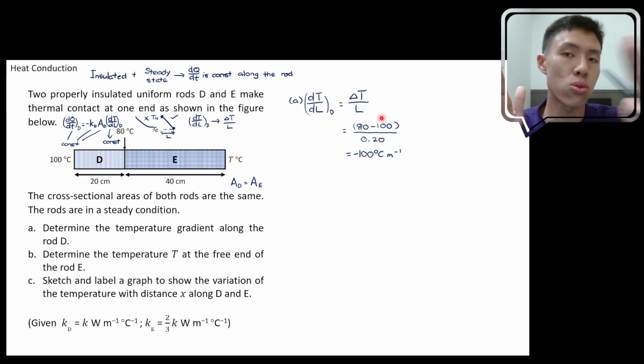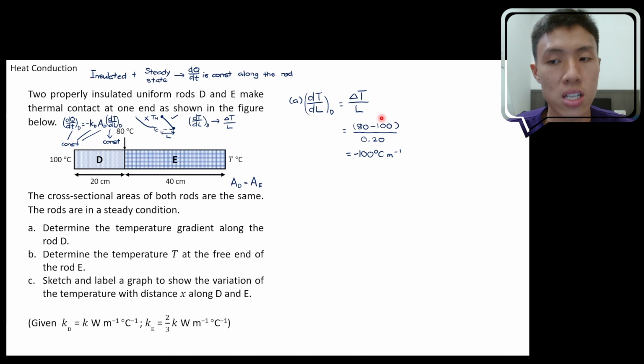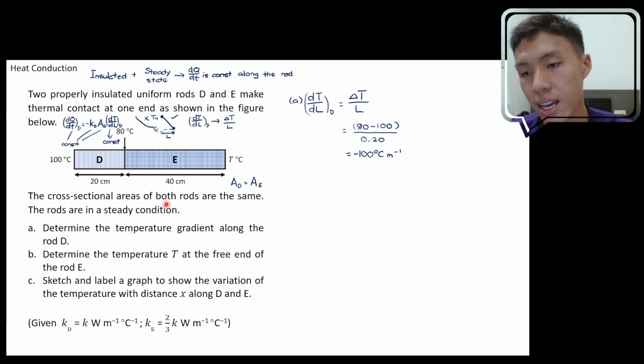It allows you to know how the temperature varies along the rod. Next, determine the temperature T at the free end of rod E. You know the temperature at the free end of rod E can be determined through the temperature gradient over here.